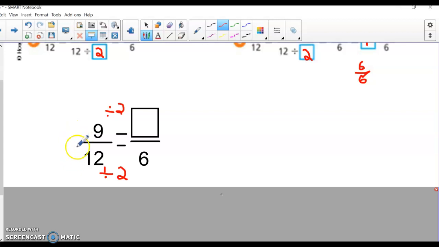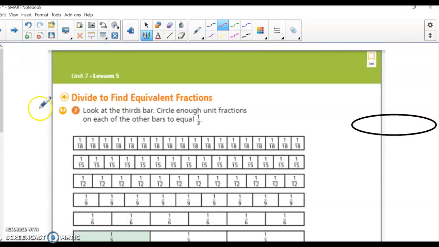So in this case, 9/12 can't get divided by 2 in order to equal something in sixths, because the 9 would not be an even amount of pieces. Okay? So you just got to make sure that it's the same number that's divided by both the top and the bottom. Or if you're thinking of it backwards and going with multiplication, the same number can get multiplied by it. Okay? All right.